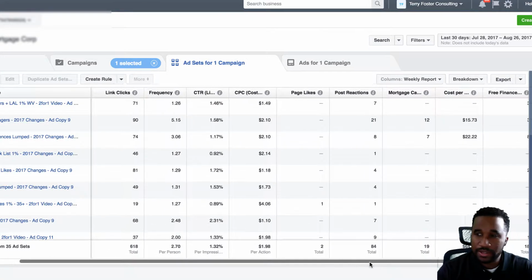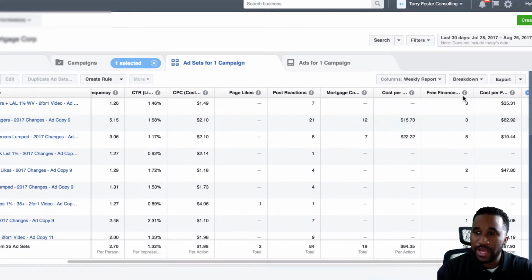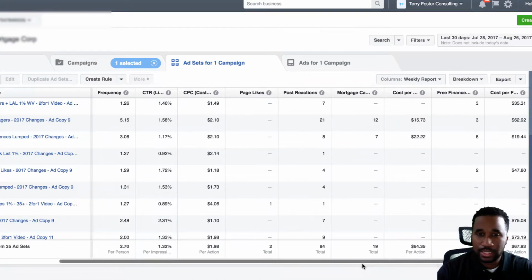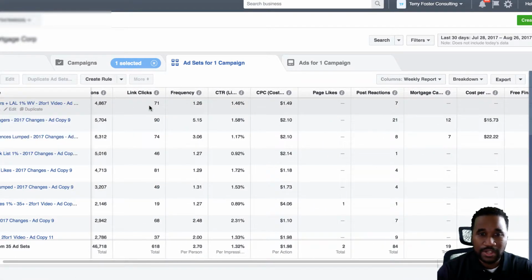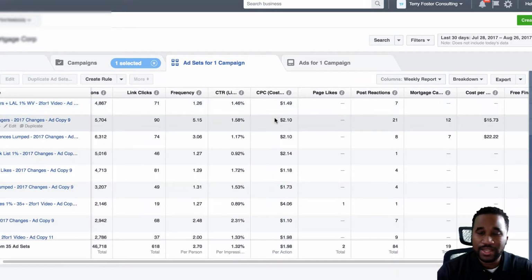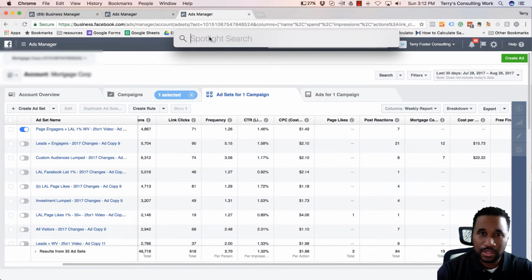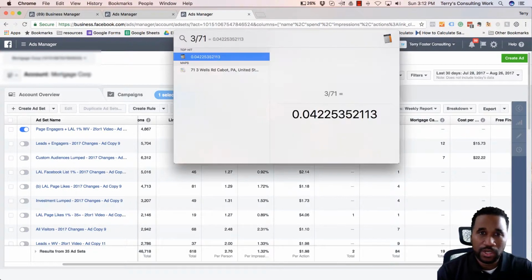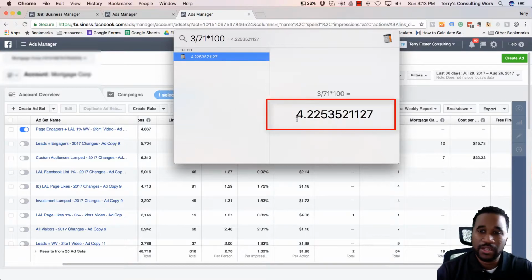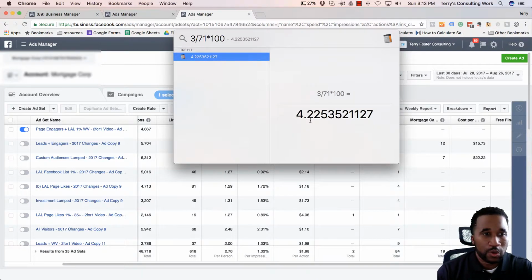And what I'm looking at here is I want to see that, okay, we've had 3 leads and we had 71 link clicks. So I'm always taking a look at that comparison, because if we have 3 out of 71, that means that we have about a 4.2% conversion rate. So that tells me that there's an issue there, because we want our conversion rate to be about, in this case, since we're taking people from an ad to get them to just book a call, we probably would be happy with 10%.